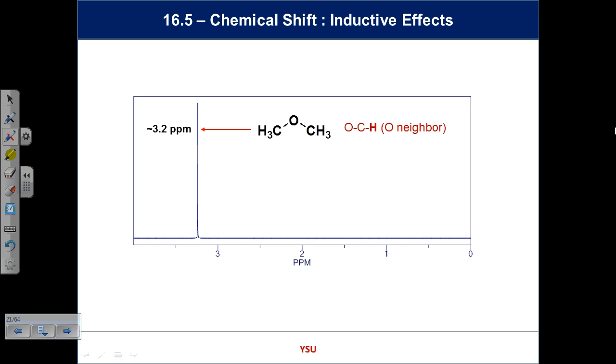If we go to an O neighbor, we now see the signal at 3.2, and if you see a signal there, as you practice these things, you think you have an O neighbor. You have a chance to start the problem. Maybe it's an ether molecule, maybe it's an ester molecule, things that contain those types of bonds.